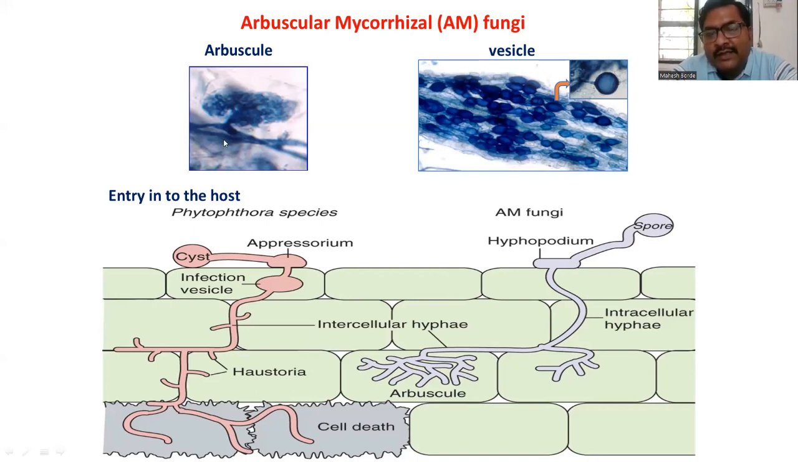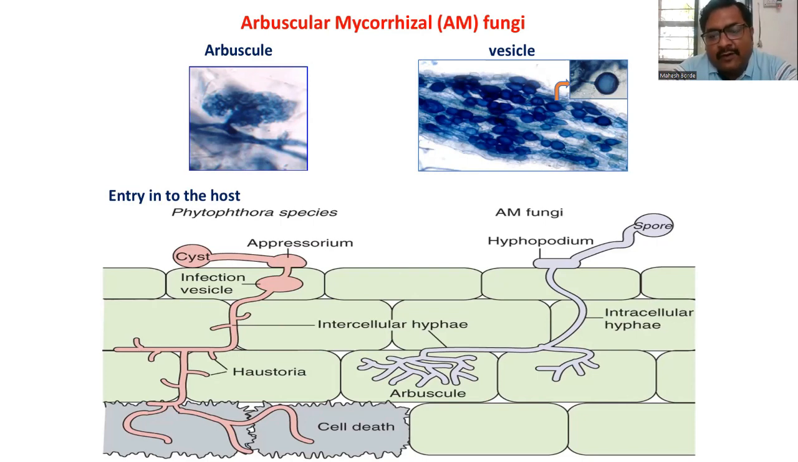And this arbuscule is one of the main important structures through which the exchange of nutrient and carbon source takes place. Because of that reason, this arbuscular mycorrhizal fungi is called symbiotically associated fungi. After the symbiotic association takes place through the arbuscule, it produces a small globule within the root, that is nothing but the vesicle. These vesicles are the carbon or sugar, sucrose or lipid storage structure. And that's why these fungi are called arbuscular mycorrhizal fungi.